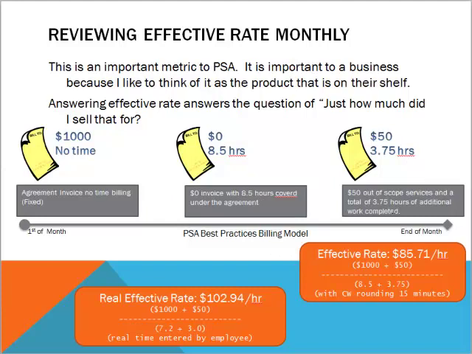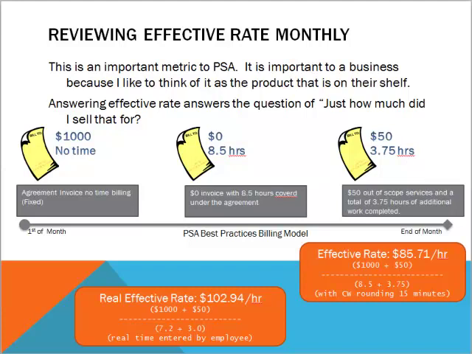Then at the end of the month you have a $50 billing that has 3.75 additional hours on it, and $50 that was billed out of scope. It's always important to join the out of scope time with your agreement time to figure out what your effective rate is for that company. Because that's what we are looking for: the overall effective rate for an organization, regardless of what ways we use to bill labor.